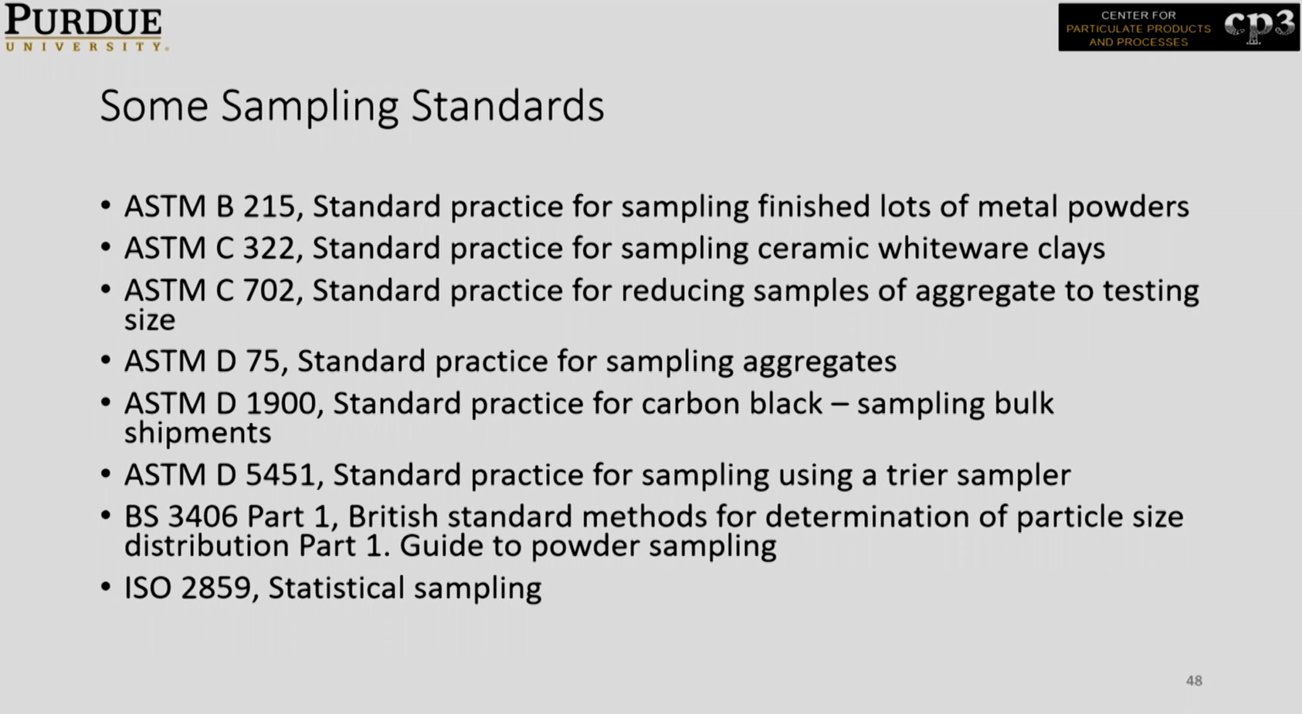What if the statistical analysis gives us a large value for the number of samples, and we are dealing with a high value component or high value material? Then can we reduce the number of samples?